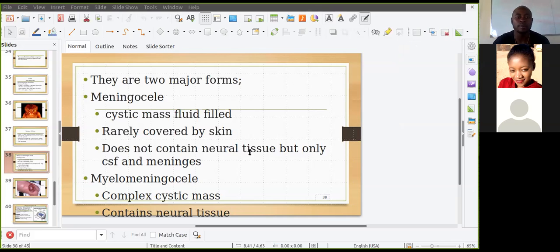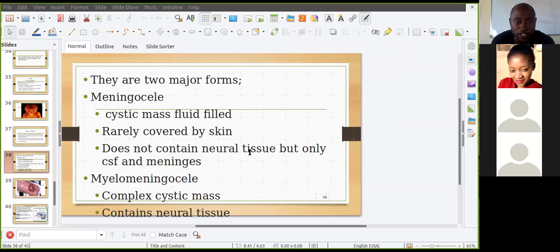Another type is myelomeningocele. This is a complex cystic mass, and it contains neural tissue. So the difference between meningocele and myelomeningocele is that in meningocele there is a cystic mass filled with fluid, and there is an absence of neural tissue. But a myelomeningocele is a complex cystic mass. It also contains what? Neural tissue.